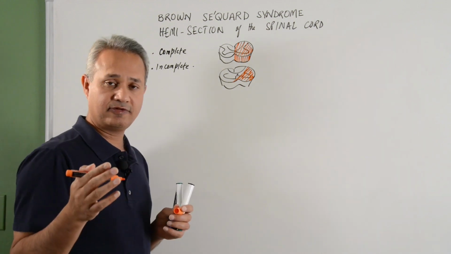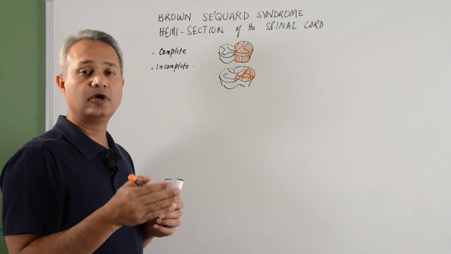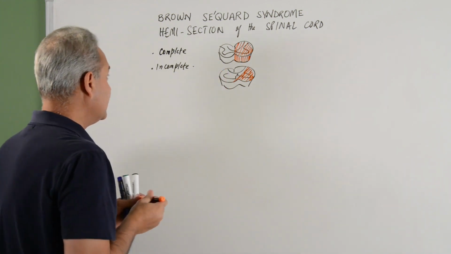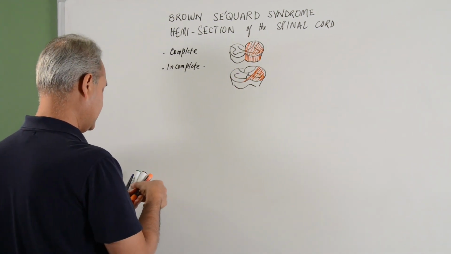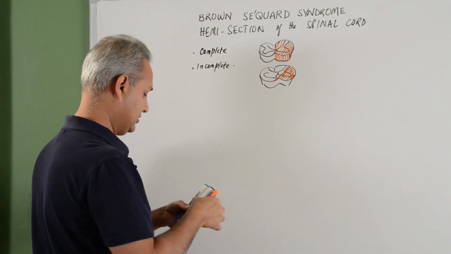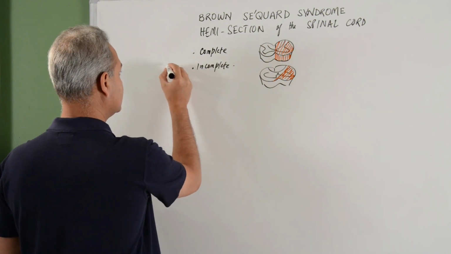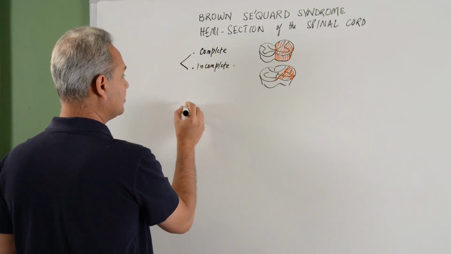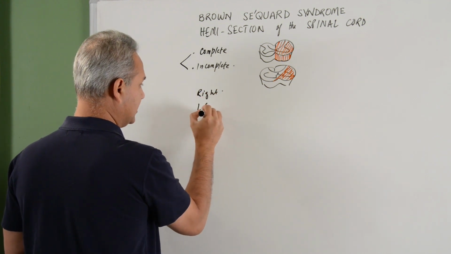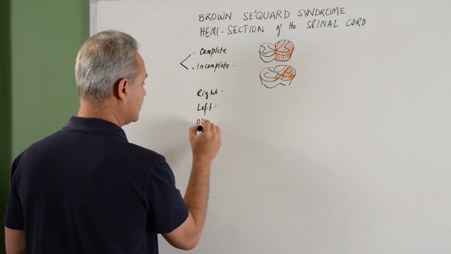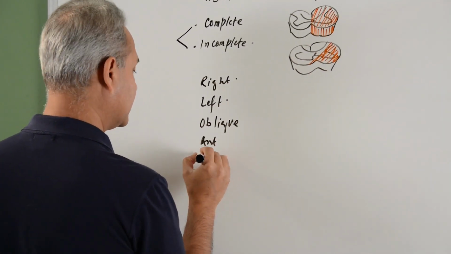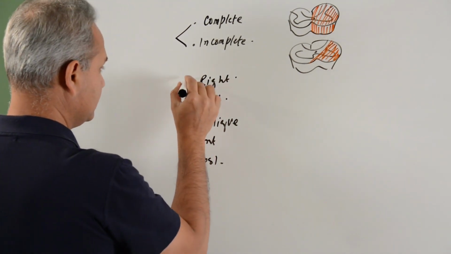Incomplete is where the section is not on one side. That is the incomplete. And the funny thing is, in the clinical scenario, you will see incomplete more often than the complete. Then the hemisection can also be right or left, anterior or posterior, or oblique. So this was complete and incomplete, then it can be right side, it can be left side, or it can be oblique, it can be anterior, or it can be posterior. Very simple.